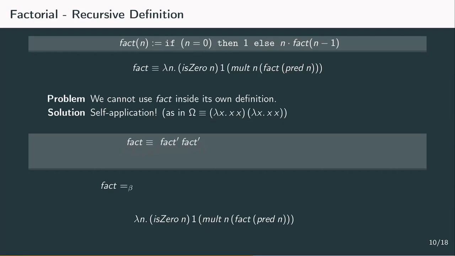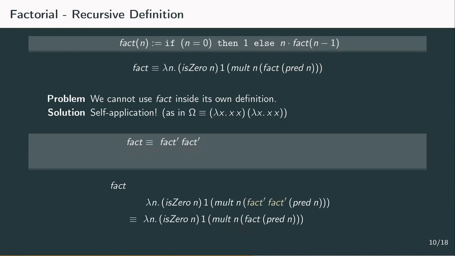Since we know that fact is equivalent to fact prime applied to fact prime, we can insert that into the term. And as so many times before, we can take the term fact prime, undo a beta reduction, and take fact prime out of the term. This yields an additional abstraction with an arbitrary variable, let's say f, and fact prime as an input. Now, this is a valid lambda term, with no self-reference, which might lead to an infinitely long term.